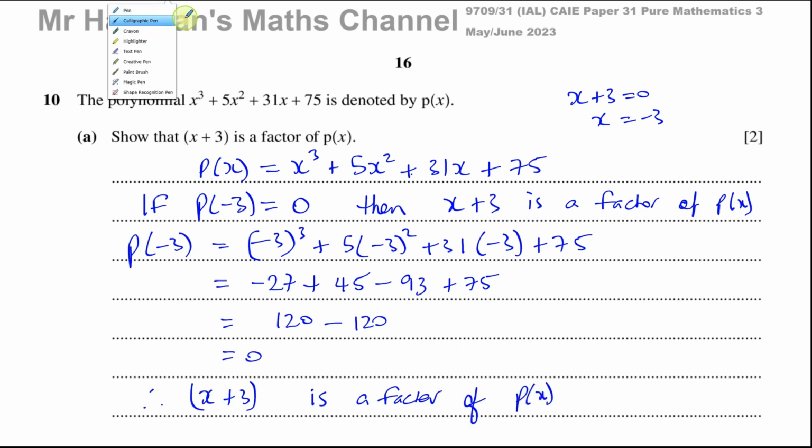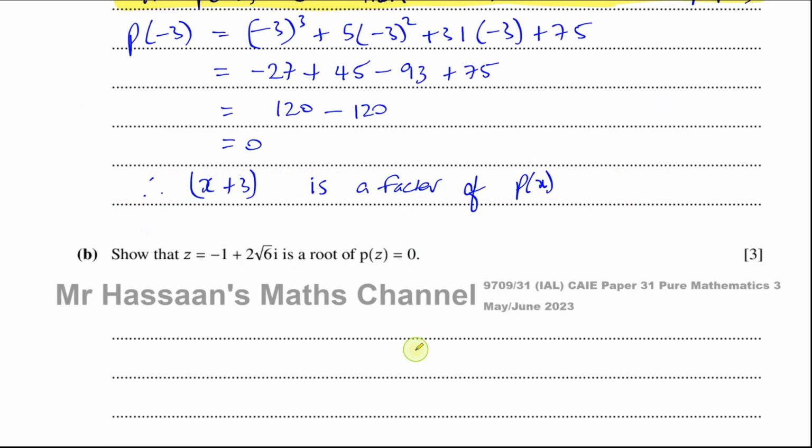And we've given the statement which shows that over here. The statement that if this condition is true, then it's going to be a factor. So that's something that we should state either at the end or at the beginning, right? But we've shown that as p of minus 3 is equal to 0, x plus 3 is a factor of p of x. So there's the answer to part A.